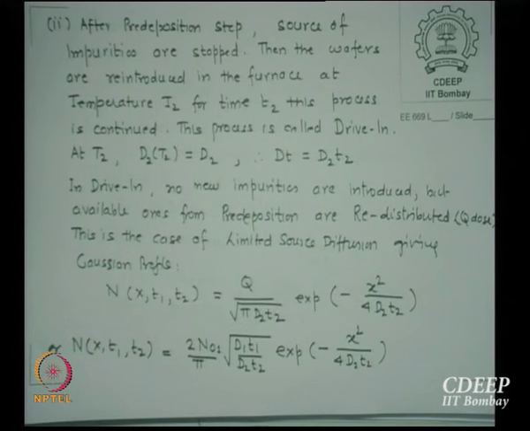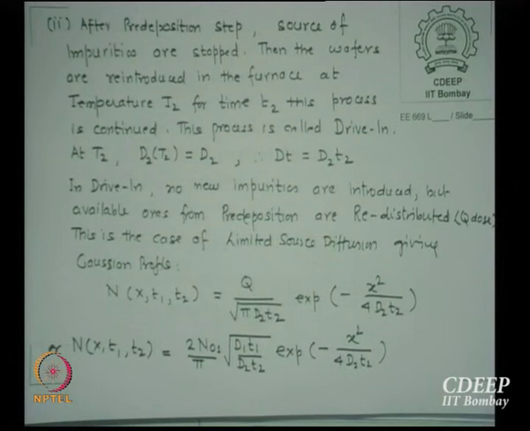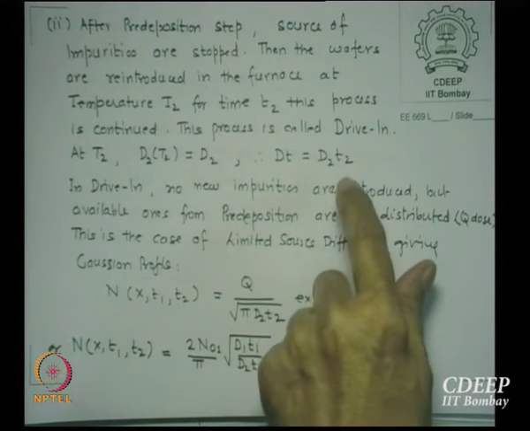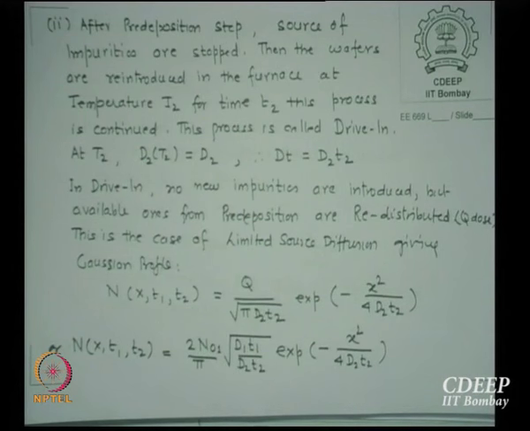Why was the word in used? You have a certain amount of impurities which you are driving inside, they are pushed in. So they are driven inside the wafer, and therefore the cycle was called the drive-in cycle. This can be at time t2 at temperature capital T2. Please remember, you can still have T1 same as this, but that's not done, we'll show you why. So at temperature T2, D2 is the diffusion coefficient, and Dt is D2t2. In drive-in, no new impurities are introduced. Whatever was there earlier will go inside as time elapses, the available pre-deposited impurities are redistributed. This is the case of limited source diffusion, and therefore we write the new profile now.